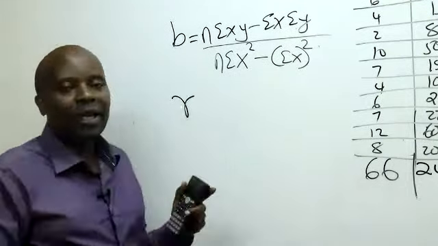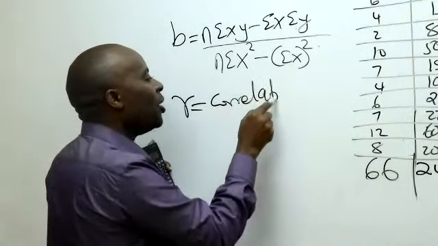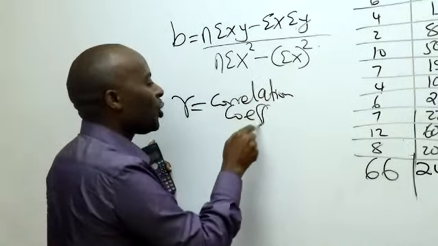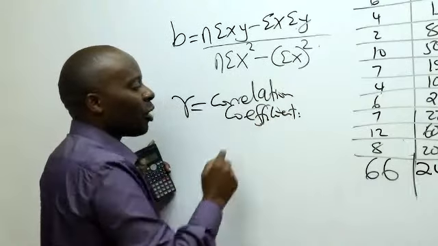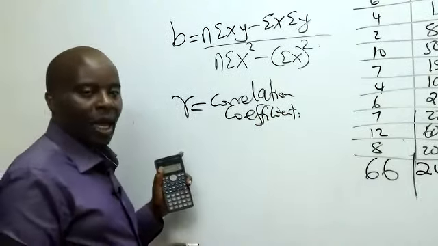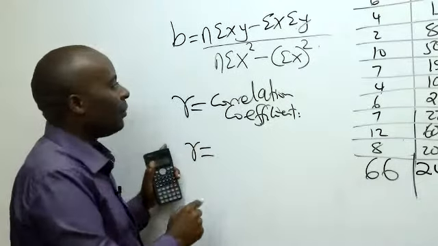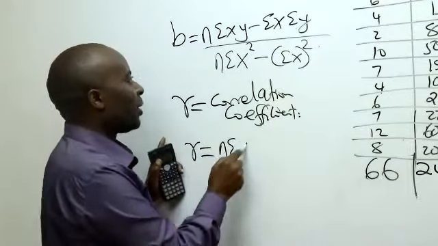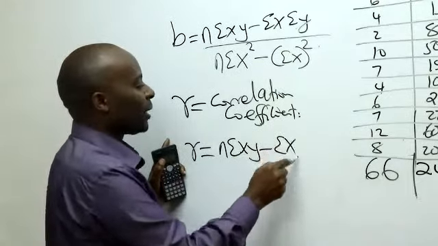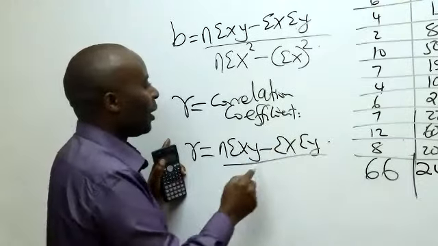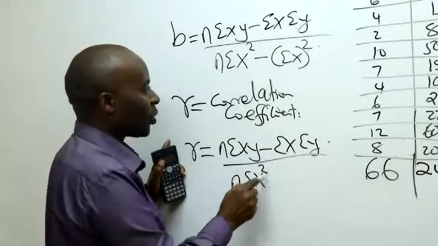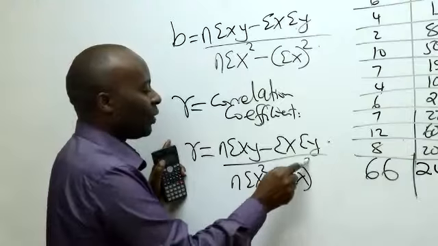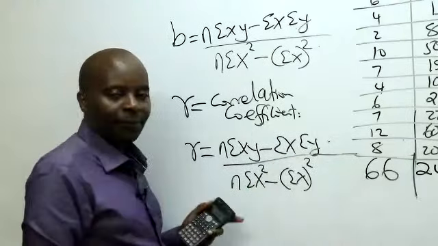And out of this, I will be able to write down the formula of getting R, where R is the correlation coefficient. For us to get this R, I've told you we will borrow most of the things from here. So it will be n, summation of XY, minus summation of X, summation of Y, all over n, summation of X squared, minus summation of X, all squared.